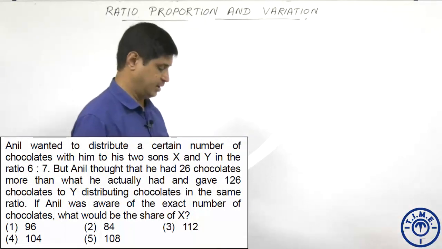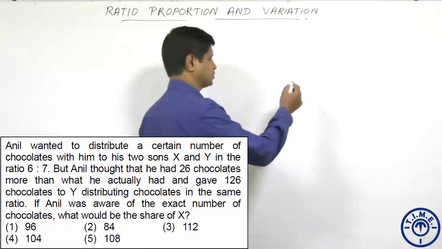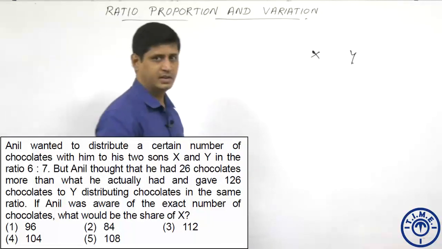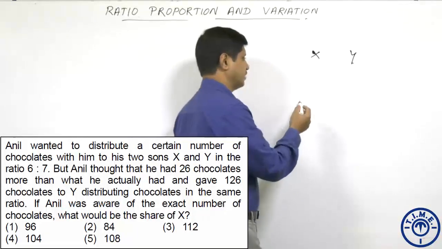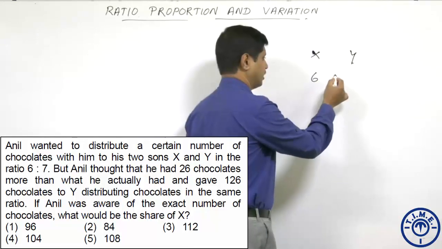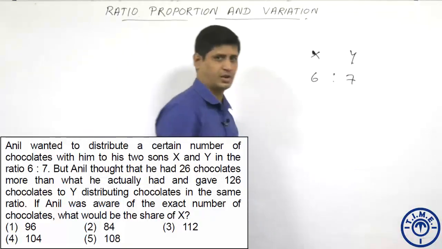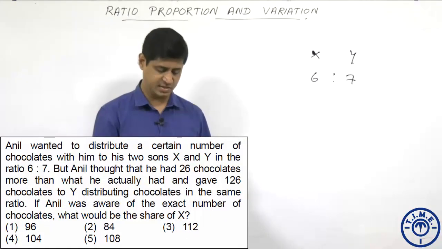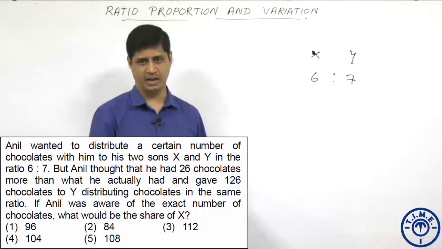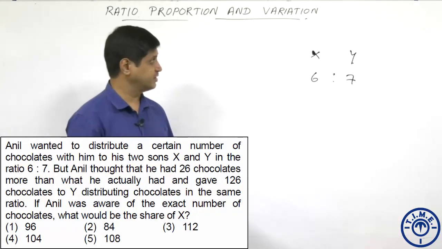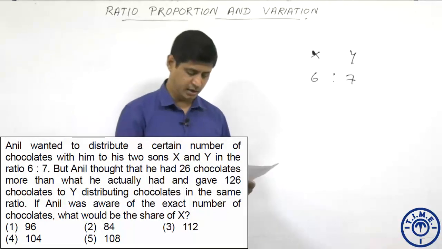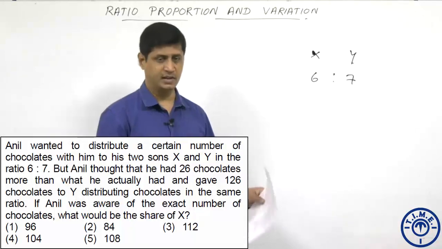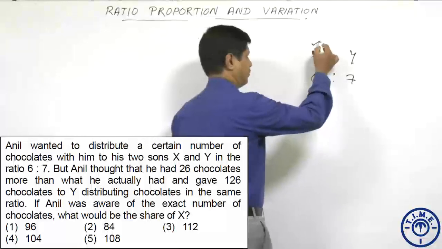Now, Anil distributed a certain number of chocolates to his two sons X and Y. What is the number of chocolates? Not given here, but what is the discussion here? The ratio of the number of chocolates is given, it is 6:7. Now, what is the condition here? He thought he had 26 chocolates more than what he actually had. He gave 126 chocolates to Y, and the number of X is to be found.